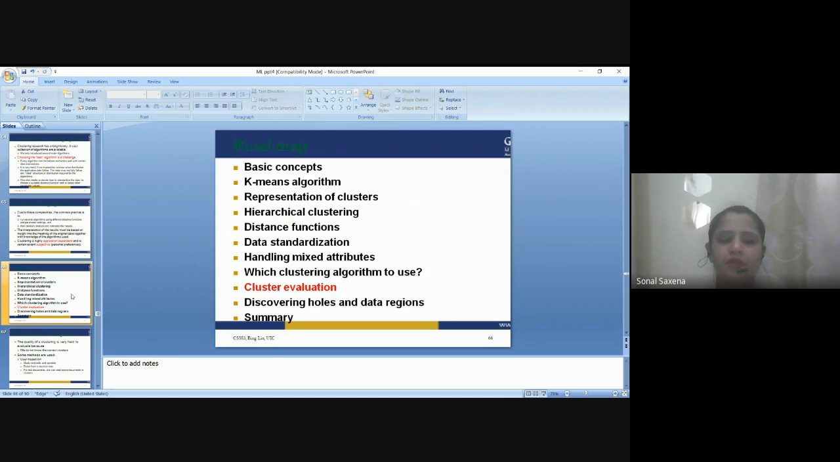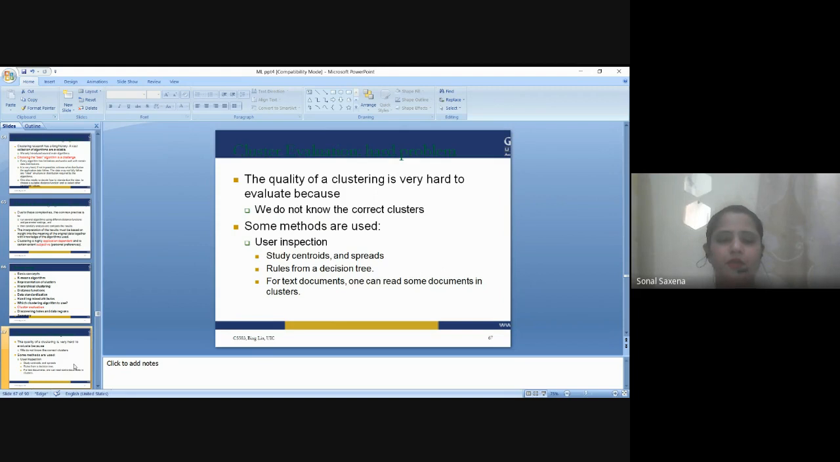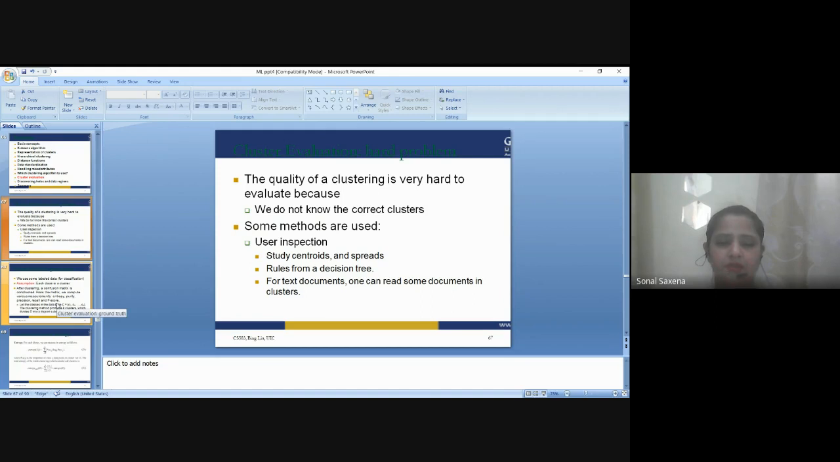Now let us see how we evaluate the clusters we have made. The quality of the clustering is very hard to evaluate because we do not know the correct clusters, but we can still use some methods based on user inspection. You can study centroids and their spread. You can use rules from a decision tree, and you can even apply them if you are using hierarchical clustering methods. For text documents, one can read some documents in the clusters and see whether they represent the correct conclusion or not.